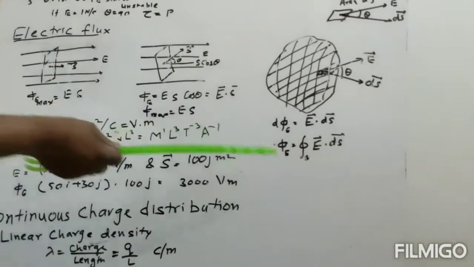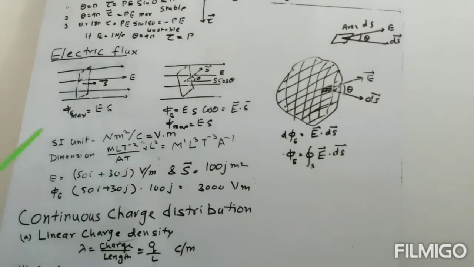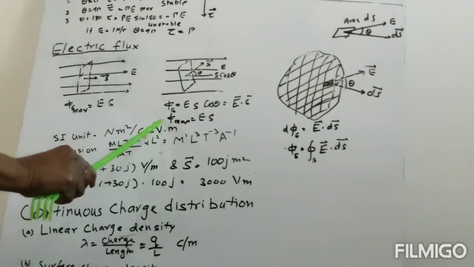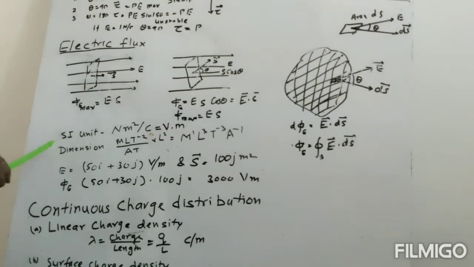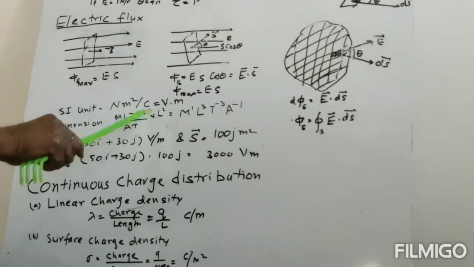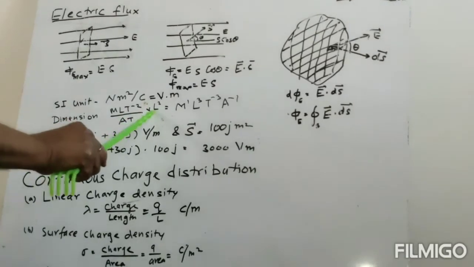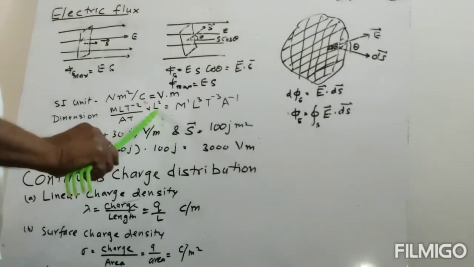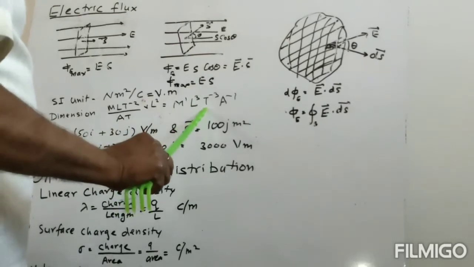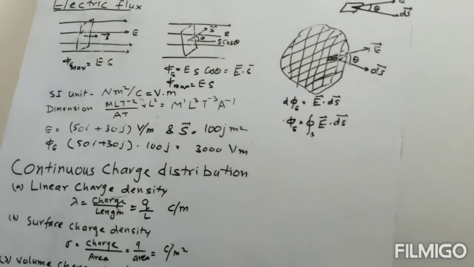Now what is the electrical flux? Electrical flux is a scalar quantity. Its SI unit is Newton meter square per coulomb or volt meter. The dimension is MLT to the power minus 2 divided by charge, that is A into T, into L square for area. So this will be equal to M to the power 1, L to the power 3, T to the power minus 3 and A to the power minus 1. So this will be the dimension of electrical flux.